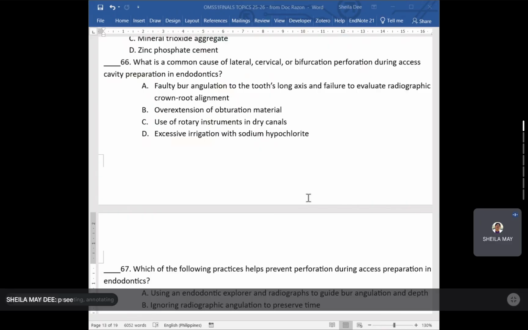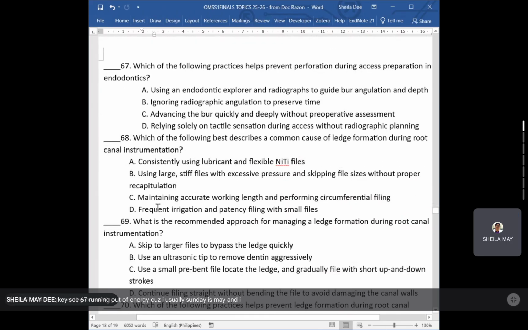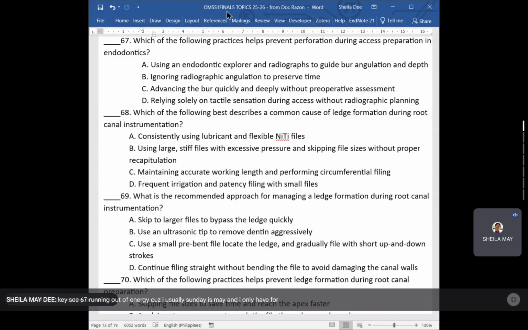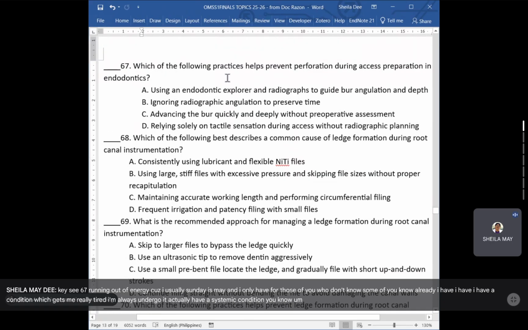Okay, let's see. Sorry, I'm drained, I'm running out of energy because Sunday is usually my only day off. For those of you who don't know, I have a condition which gets me really tired. It's not obvious because in school I'm usually always on the go, but I actually have a systemic condition, and I usually need my Sundays. And my Monday day off also had a class, so that was gone too. Anyway.